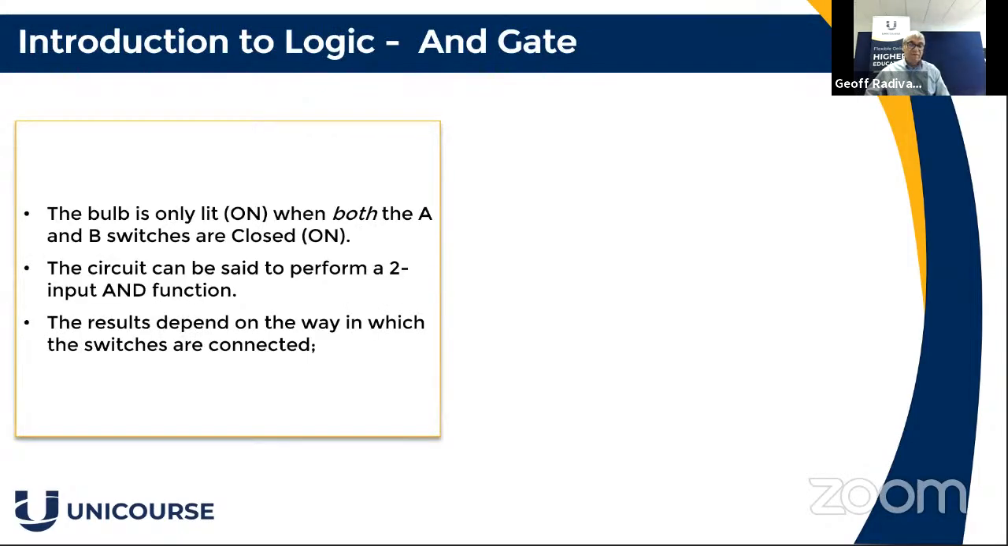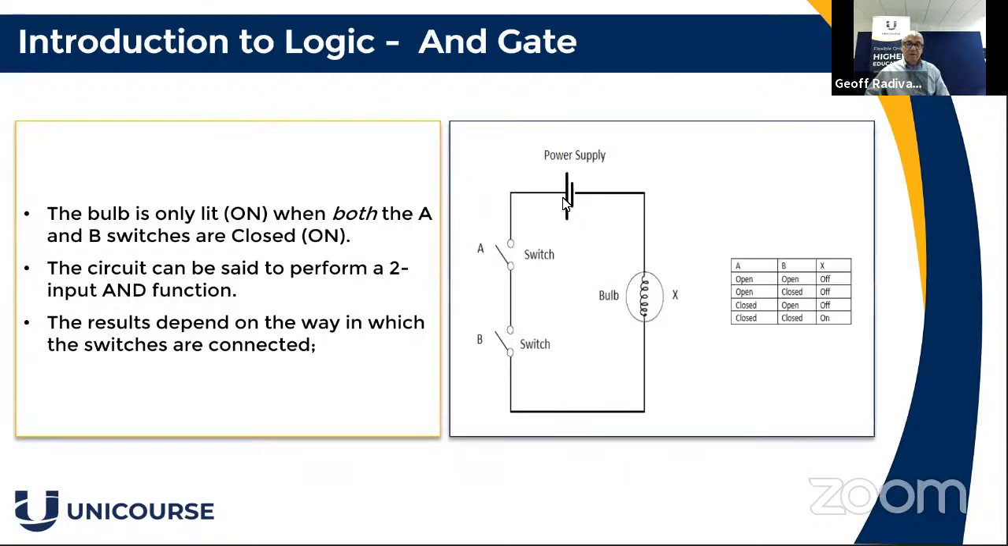Now, for some of you, you will have some background in logic. So let's just get ourselves up to speed. Here we've got a battery and we have 2 switches. And on our far right, we have the truth table. And as we can see here, the X, which of course is the light bulb, will only illuminate when we have both of these switched down.